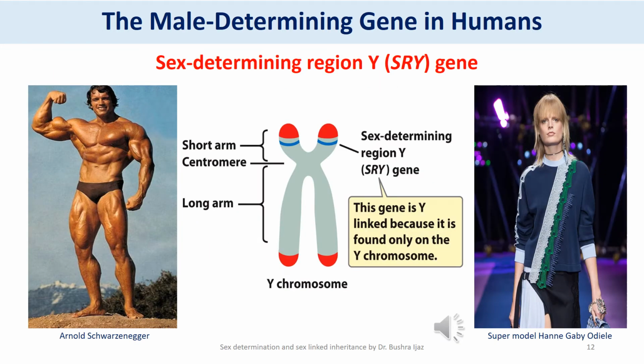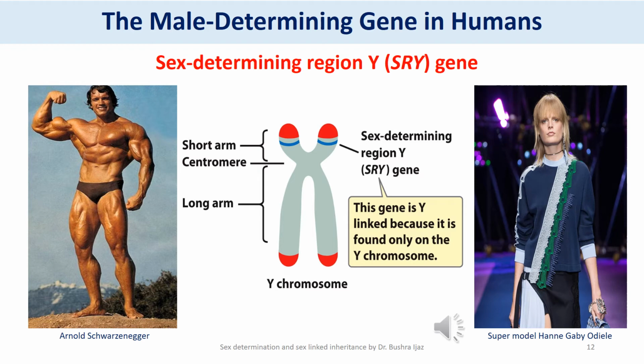Now let's look at the male determining gene in the case of humans, which is also called the sex determining region Y, or the SRY gene. This male determining gene in humans, as I told you, is called the sex determining region on the Y chromosome, and it was actually discovered in 1990. This gene is found in the XX males and it is missing from the XY females, and it is also found on the Y chromosome of other mammals.